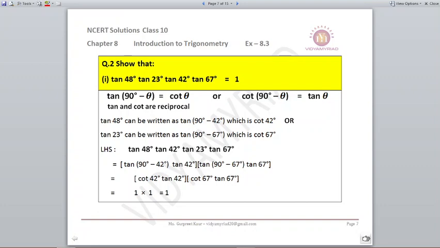Now tan's opposite is cot, its reciprocal. So I can now write tan 48 as tan (90 minus 42), and tan 42 is already there. For the second bracket, tan 23 can be written as tan (90 minus 67). So if I now rewrite it, tan 48 will become cot 42, and cot 42 and tan 42 are reciprocal, so it will become 1. Tan (90 minus 67) is cot 67, and tan 67, both are reciprocal, they will cancel, it is again 1. So the answer is 1.